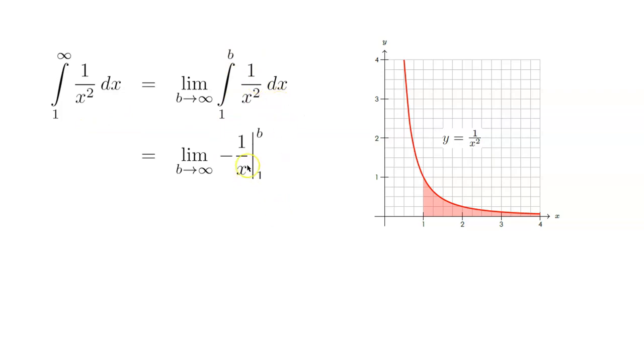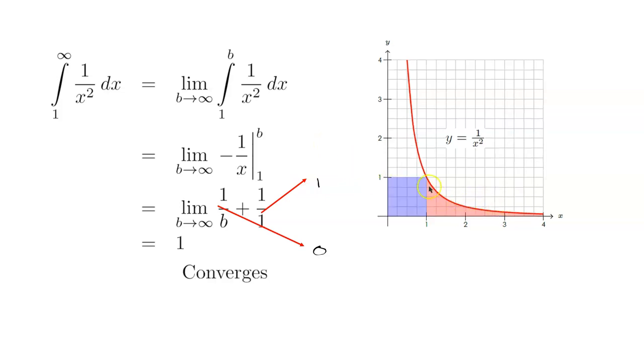I integrate. I get negative 1 over x. I plug in the b and the 1. 1 over b as b goes to infinity. That goes to 0, and this goes to 1, which means the limit is 1. Think about that. The limit under this curve is 1. That means it's the same area as in this purple, it's supposed to be blue, this purple square right here. That area is the same as all that area out to infinity. I think that's really cool. That's why infinity just rocks my world.